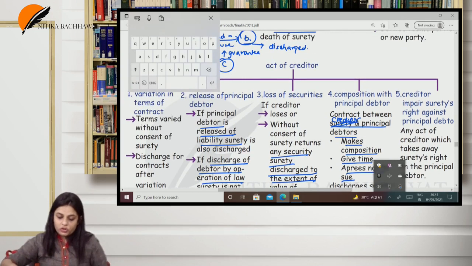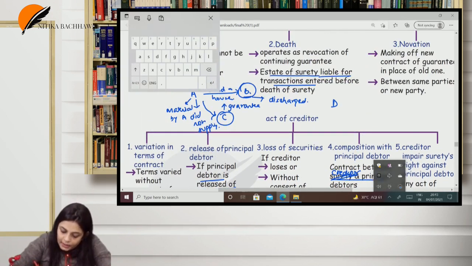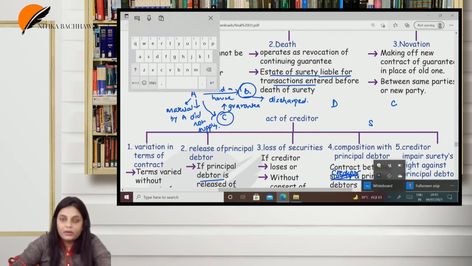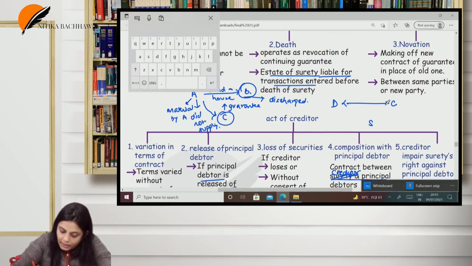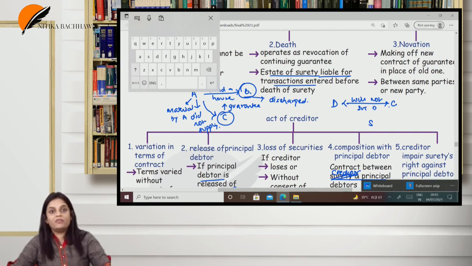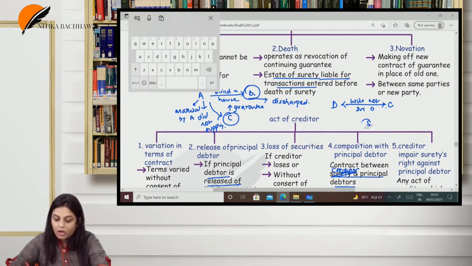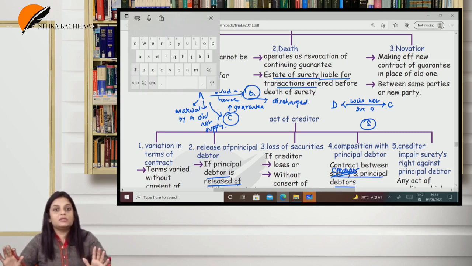Agrees not to sue. The debtor, the creditor, the surety, right? The debtor and the creditor agree that the creditor will not sue D. He says, okay, fine, no problem, I will not sue you. Come whatever may, if you don't pay, I will not sue you. They should inform the surety also, no? If they fail to inform, the surety is discharged.